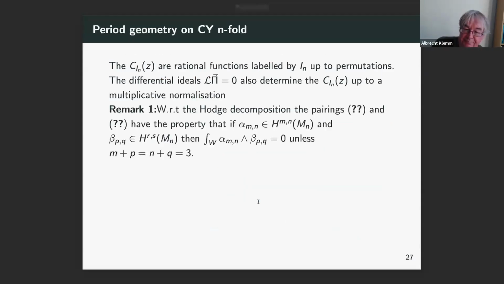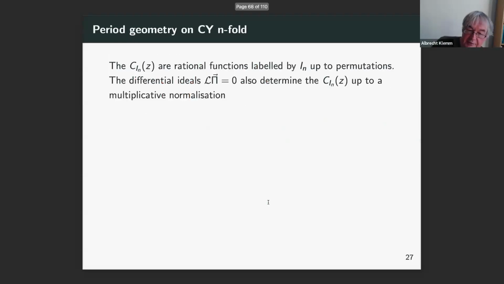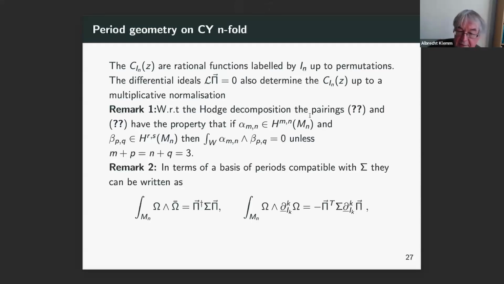So this Hodge decomposition, and I mean, this is the explanation of these quantities. Sorry that there are no labels. So these are the two pairings.